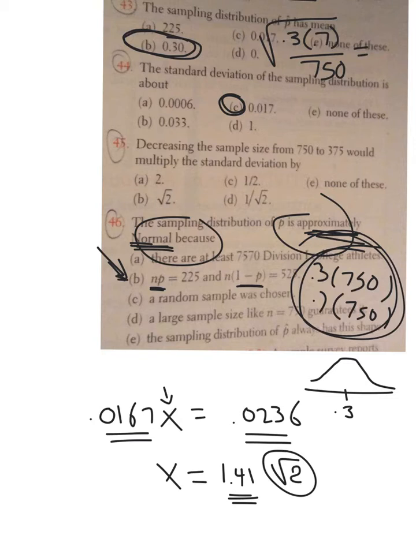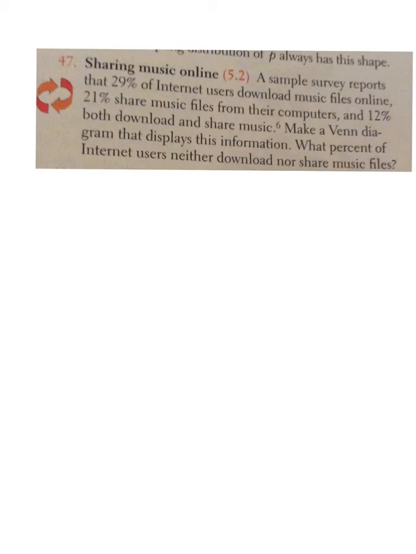Okay, I'm going to stop there. Let's do the next two. Okay, this symbol right here means that this is a review problem, and it tells you it's from chapter 5.2. Okay, let's see. A sample survey reports that 29% of internet users download music files online, 21% share music files from their computers, and 12% download and share music. Make a Venn diagram.